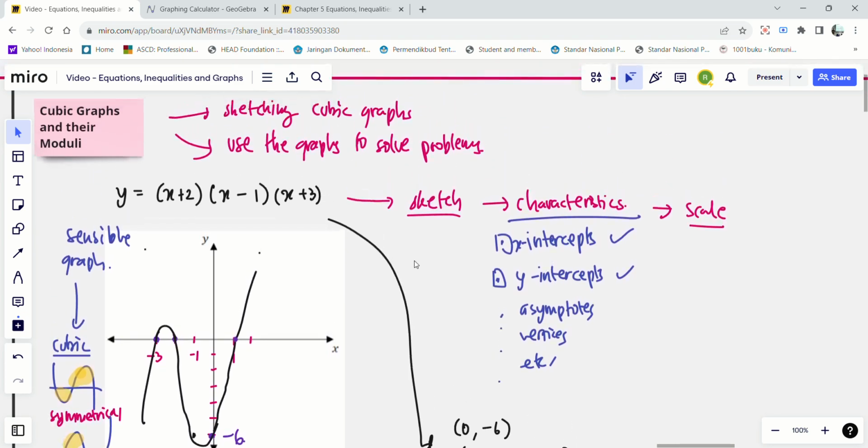I will touch on the next part of the section, using the graph to solve problems, either the main graph or the modulus, in the next video.